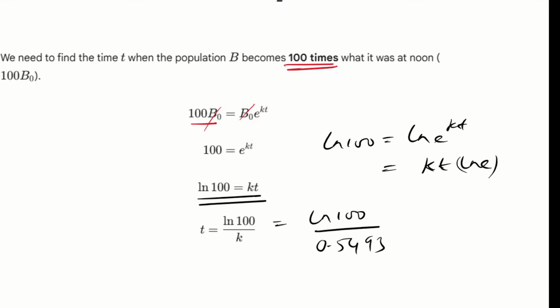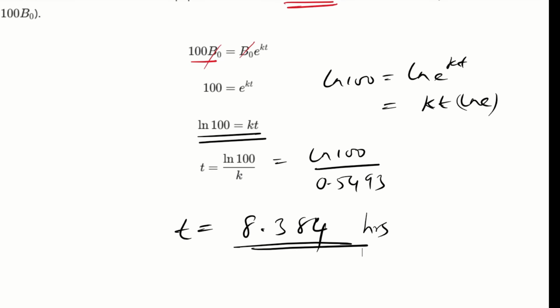So that means we get the time t is equal to ln of 100, we will calculate it, divided by 0.5493, which is 8.384. So 8.384 is the time here. Okay. So this is how we solve it. That's it.